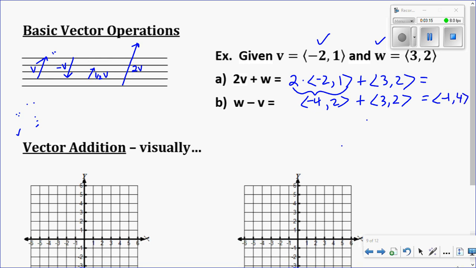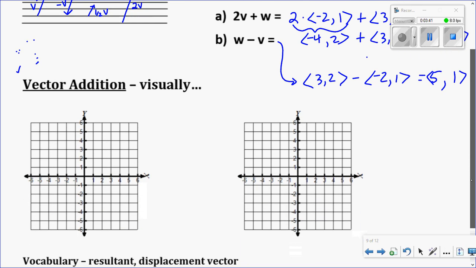All right, so I guess I'll do this one down here. So w minus v. Take w, which is 3, 2. And then you are subtracting v, which is negative 2, 1. And so you just subtract the parts, subtract the x's, subtract the y's. 3 minus negative 2 is 5, and 2 minus 1 is 1. Okay, so what you're doing right there.